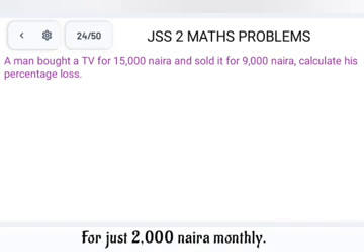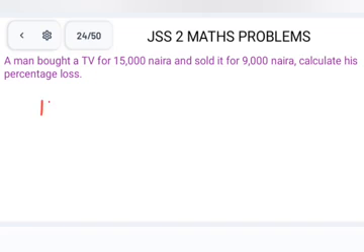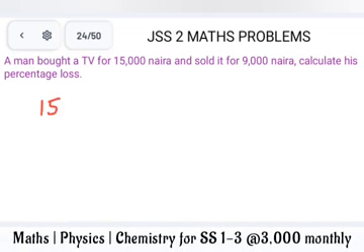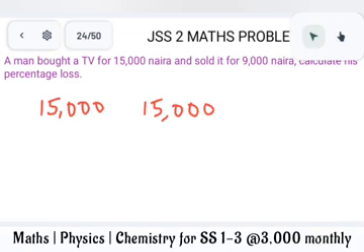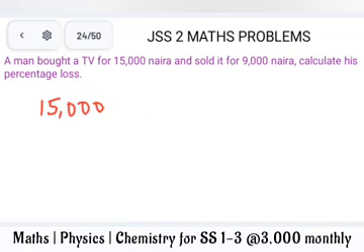Now let's assume the man bought the TV for 15,000 naira and then he also sold it for 15,000 naira. Let's assume that is not what the question said, but let's just assume that he bought the TV for 15,000 naira and he also sold it for 15,000 naira. Now is there any change? There's no change, right? It's like it's the same. So how can we compare these two prices to show that there is no change? Do you know how we'll do it? We are going to use a division sign.